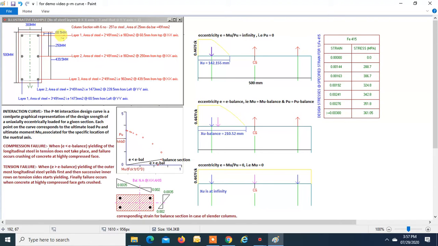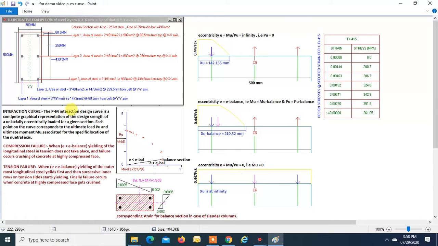First layer is at 60.5 mm from the compression face, and the total area of steel is 982 mm square. Second layer is at 250 mm, and the total area of steel is 982 mm square in this layer. And the third layer is at 439.5 mm, and the total area of steel in that layer is 982 mm square. Okay. Now, first of all, we will try to know what is a PM interaction.